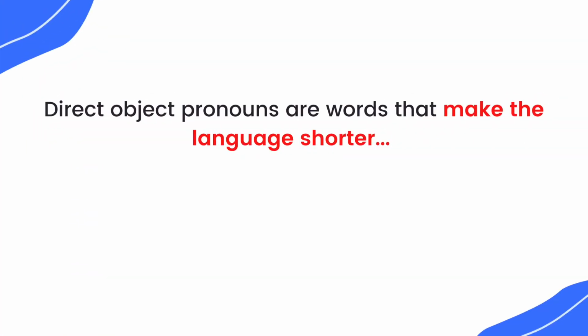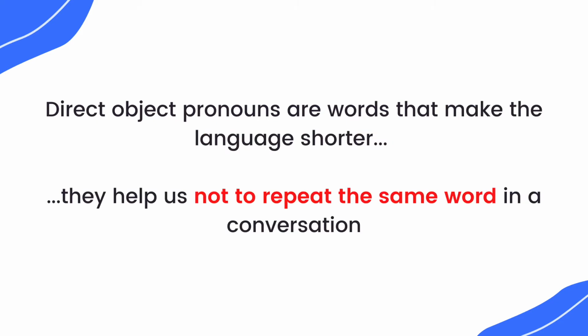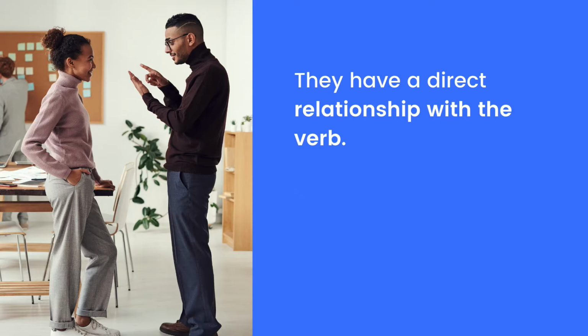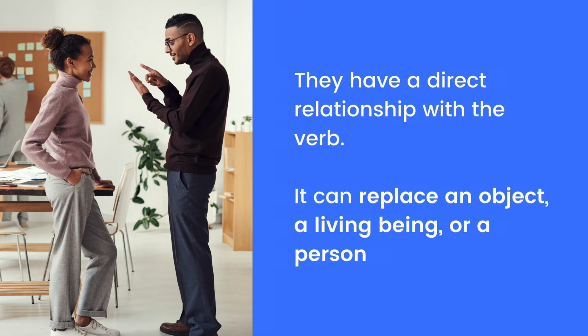The direct object pronouns are words that make the language shorter. They help us not to repeat the same word in a conversation. They have a direct relationship with the verb. It can replace an object or a person. The direct object pronouns in Spanish are lo, la, los, and las.